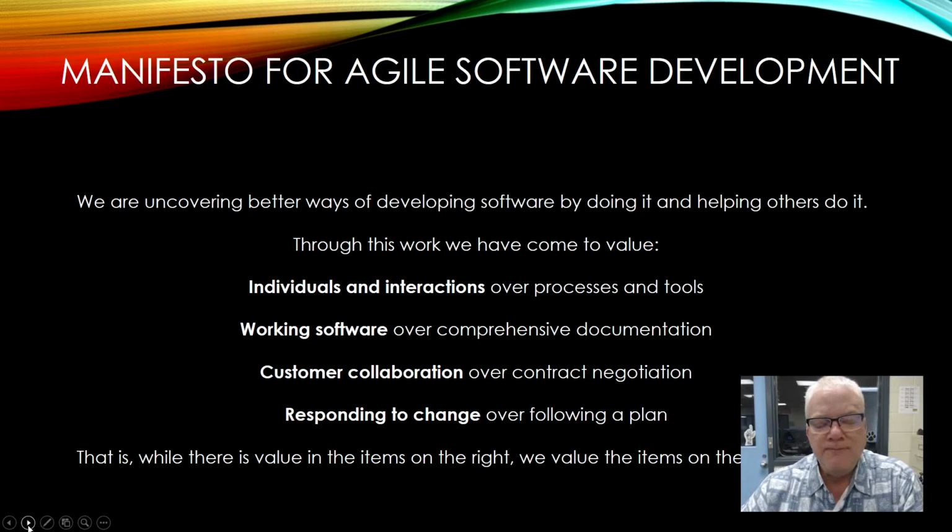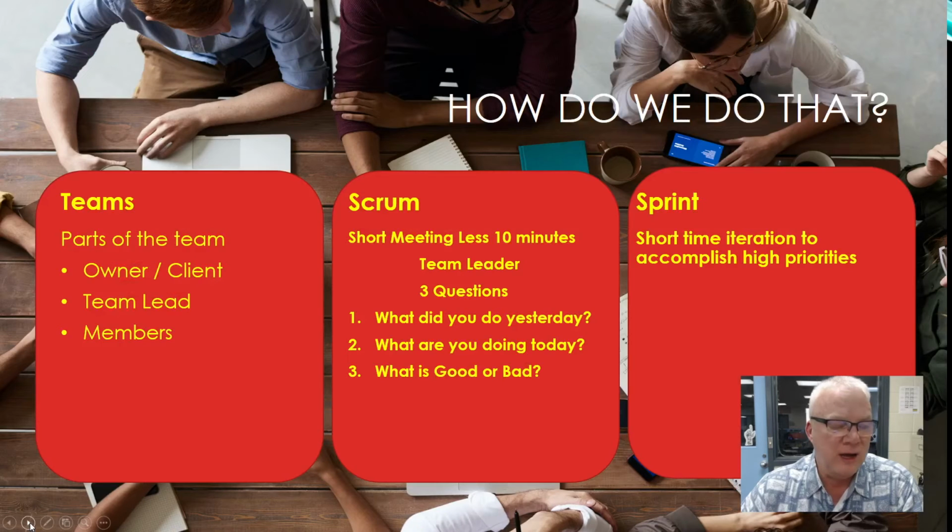Okay, so there's a value in the items on the right. That's the things that aren't highlighted, but the things on the left are more important. So individuals and interactions, working software, customer collaboration, and responding to change are our most important things in this idea. So how do we do that? Well, the first thing is we do work in teams, and that's Agile Teams.